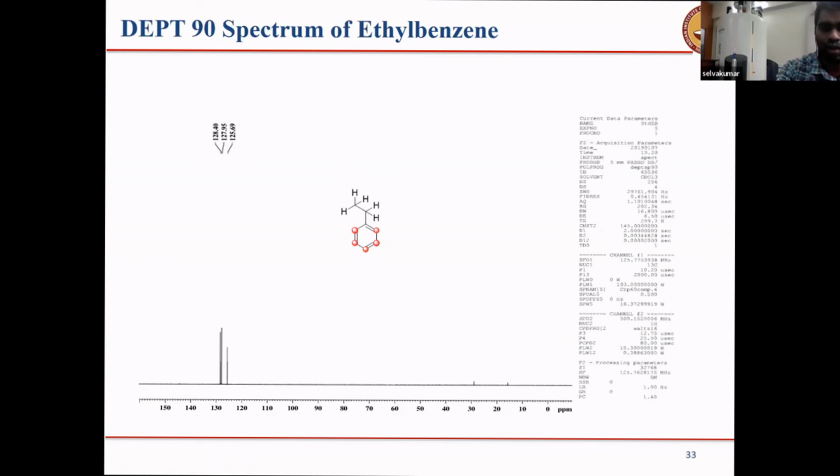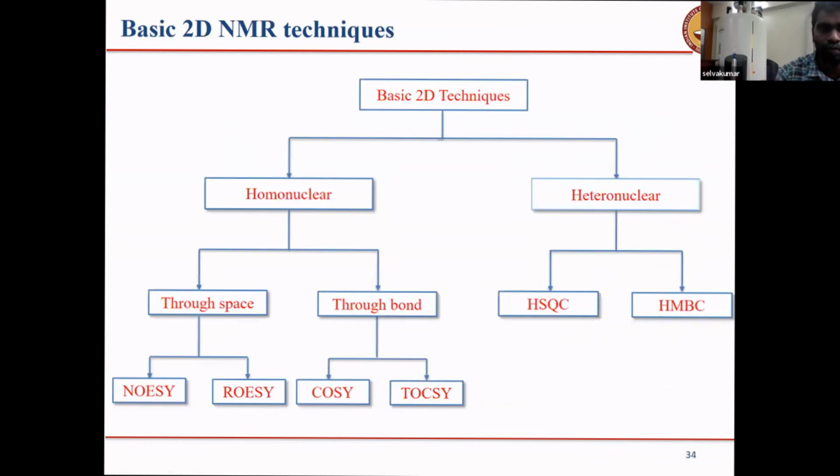These DEPT techniques will support the carbon information of our compound. These are all simple 1D NMR experiments. Next, I am moving on to the basic 2D NMR techniques.